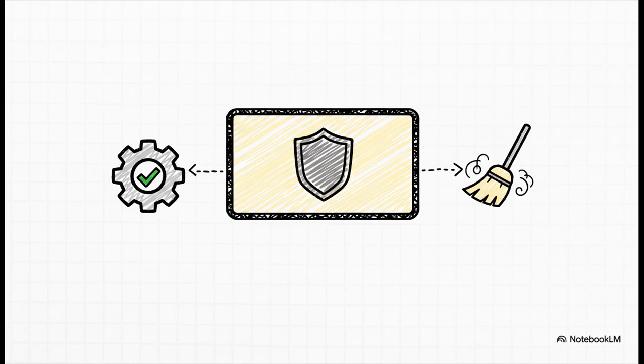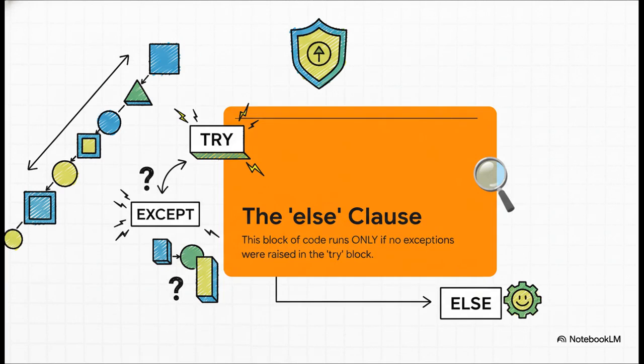Okay, so try and except are the foundation, but what if I told you Python gives us even more control over this whole safety net? There are two more optional parts we can add. First up, we have the else clause. Think of this as your success block. The code you put inside the else block will only run if the try block completed perfectly without a single error. It's a really clean way to separate your main logic from your error handling logic.